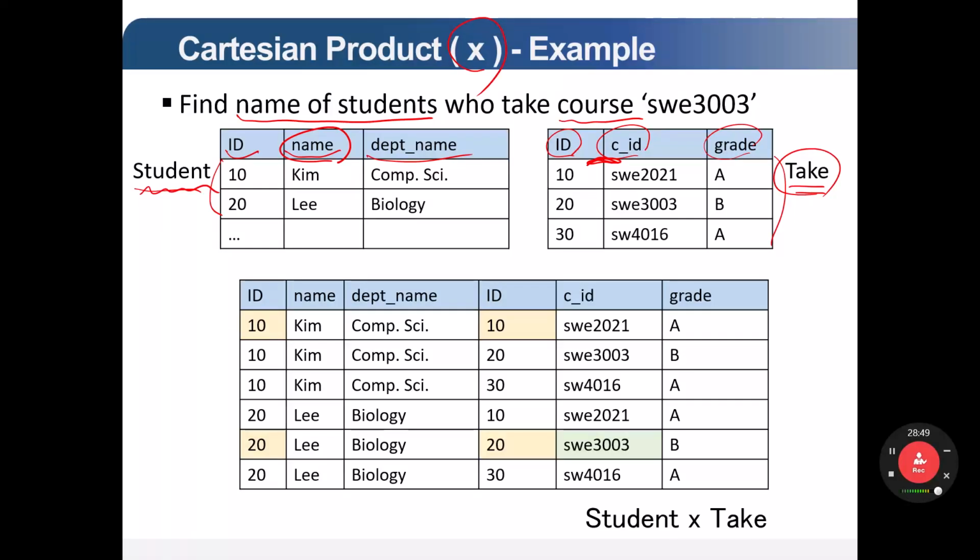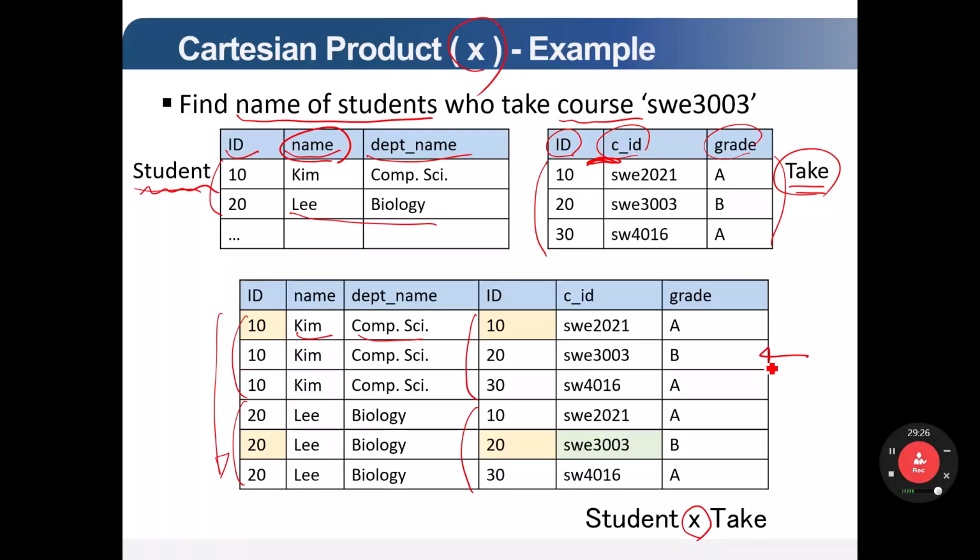Then the output of this Cartesian product will generate a total of 6 tuples. Kim, Computer Science, and 3 records are stored for this Kim Computer Science. And for the second student, we generate another 3 output tuples. Okay, so that's the output of the Cartesian product. This is not what we want. We want to find the names of students who take the course SW 3003.